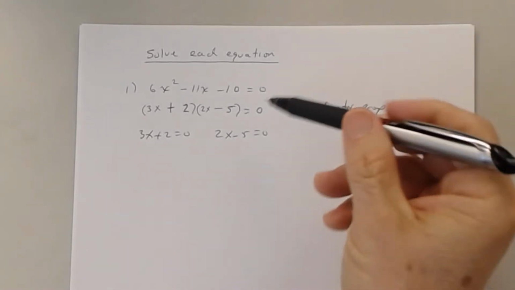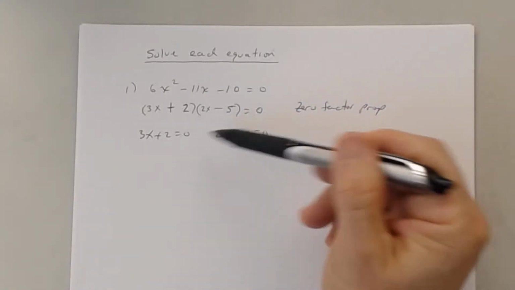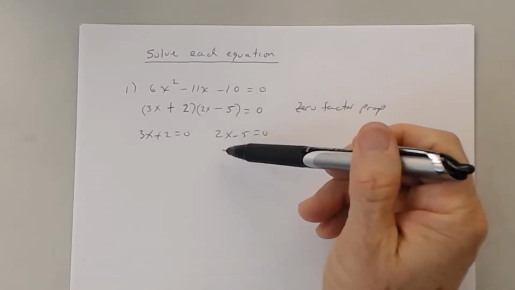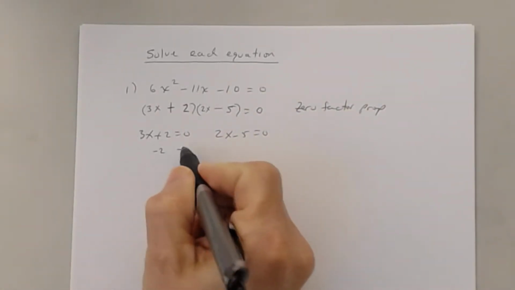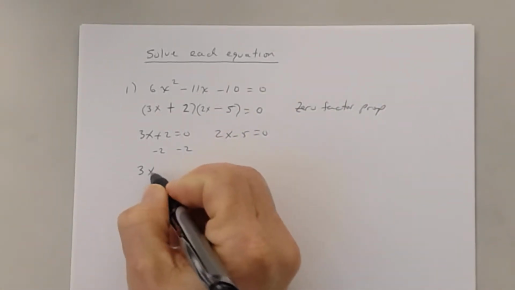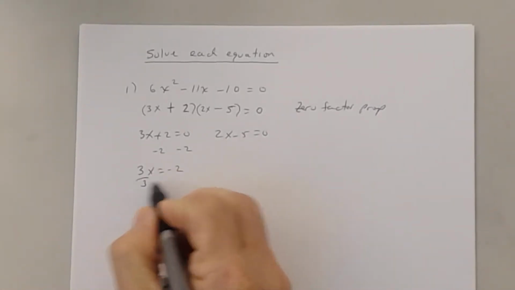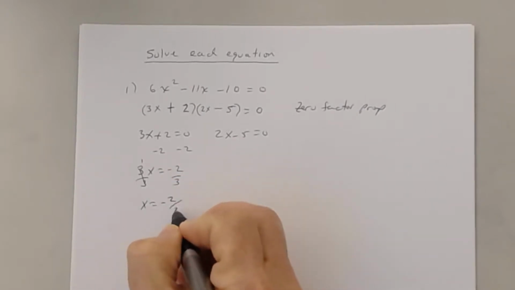So notice again, you went from a quadratic equation to 2, and what are those equations that I'm pointing to? What kind of equations are those? Linear. And so to solve this first linear equation, you're going to subtract 2 from both sides, and so you get 3x equal a negative 2. And then dividing both sides by 3, what's one of my solutions? Negative 2/3.